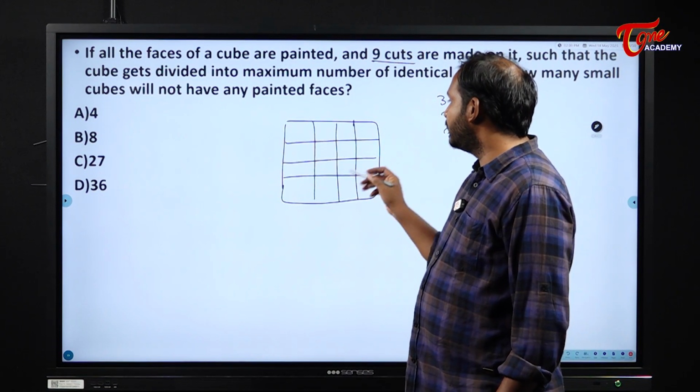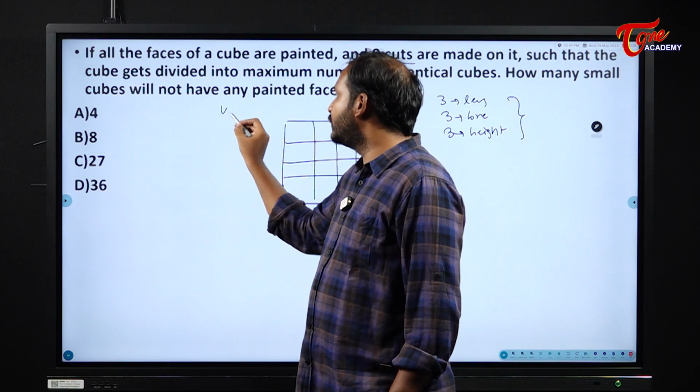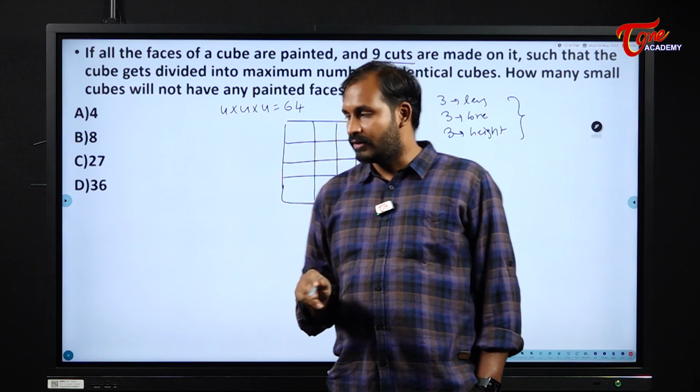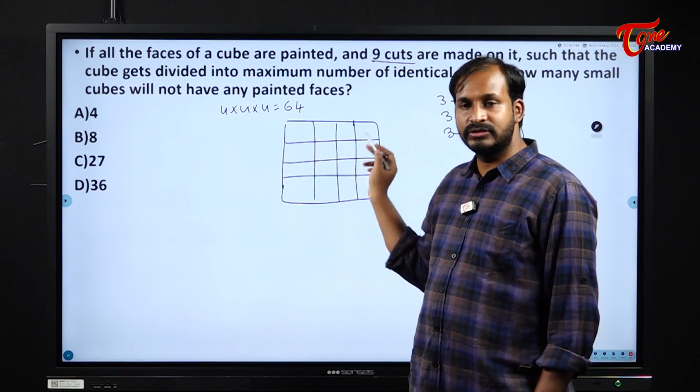Total how many you will get? Tell me. On one face 4, right? So 4 into 4 into 4. Total you will get 64 cubes. Why? Because on one face 4 portions it was made, right?